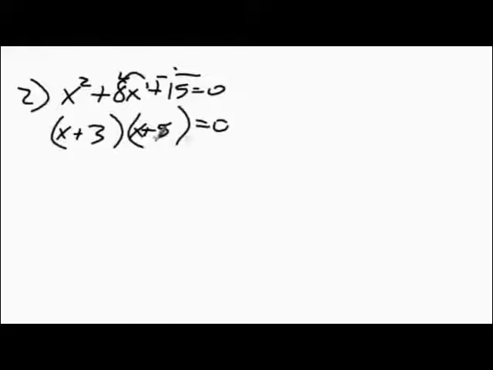Now we need to solve it. Both x's have a 1 in front of them, so we can just do the opposite number. Negative 3 and negative 5.